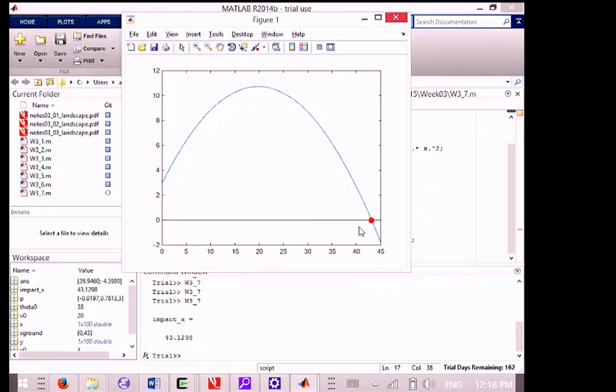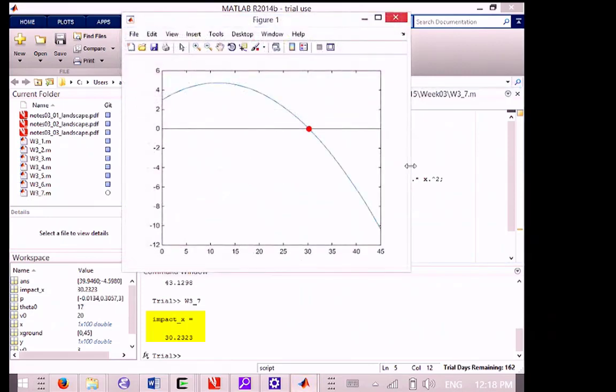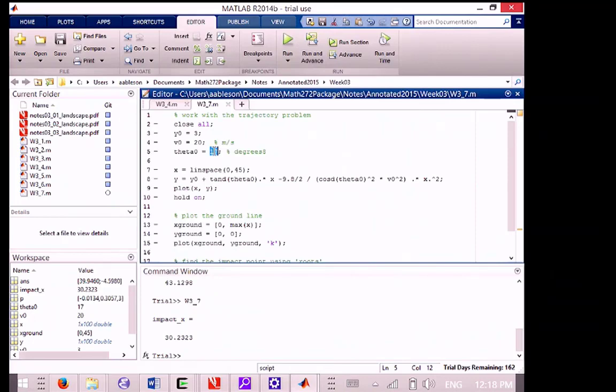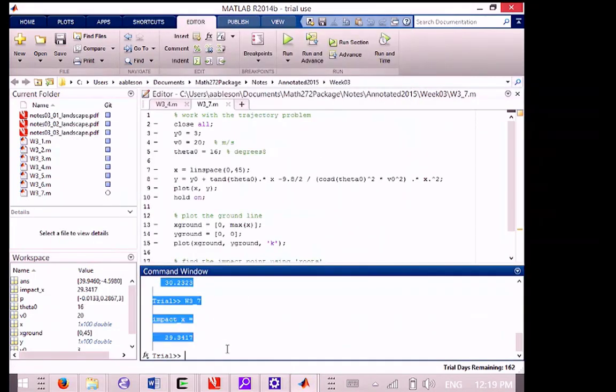Someone yell out another number. That might be more. 17. You guys don't yell very well. 17. Excellent. Hey, it's like you were doing it before. All right, 17 degrees. That's actually pretty close. We land 30 meters out. But we can do better. 16. All right. And that is 29. Okay, this is going to be the first insight that we have for this.